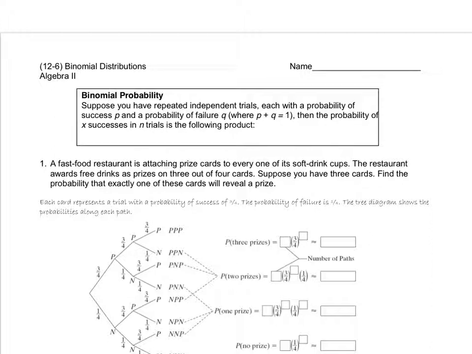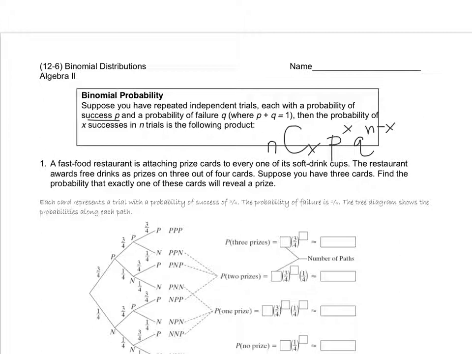Then the probability of X successes in N trials uses a formula where there are N trials, choose, or combinations, X successes, and then P, where P is the probability of a success, so that's going to be a fraction or a decimal, 1 or less, raised to the X power, where X is the number of successes, times Q, where Q is the probability of failing, and this power is going to be N minus X.